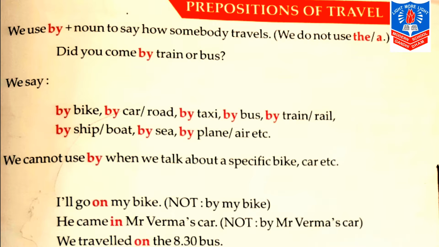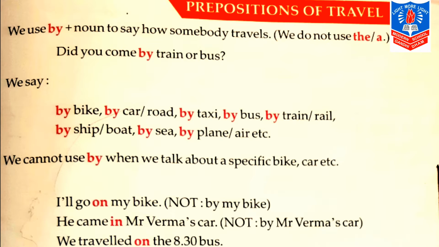For example, I will go on my bike. I will not say I will go by my bike. No. What I will say, I will go on my bike. At that time, we will not use by. For next example, he came in Mr. Verma's car. At that time, we will not use he came by Mr. Verma's car. No. What will we say? We will say he came in Mr. Verma's car.